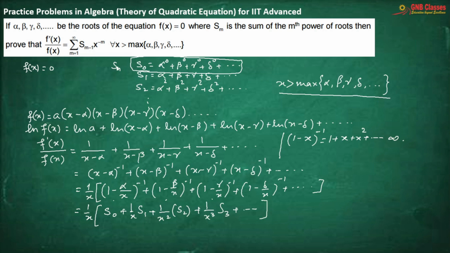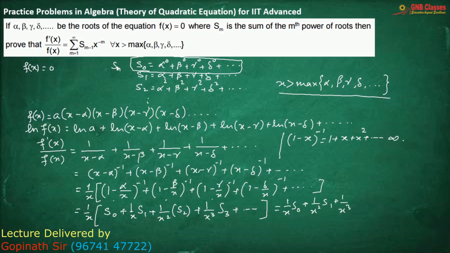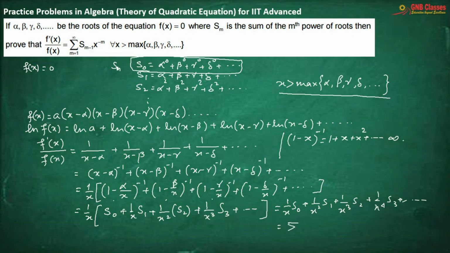Is this clear? Now this can also be written as, look carefully, 1/x S_0. If I multiply with 1/x, we get 1/x squared S_1, 1/x cubed S_2, 1/x to the power 4 S_3, and this goes on. So let me write it in the sigma way. So it's sigma m equals 1 to infinity, I can write S_(m-1) x to the power minus m.